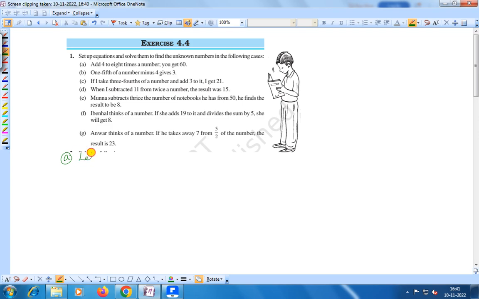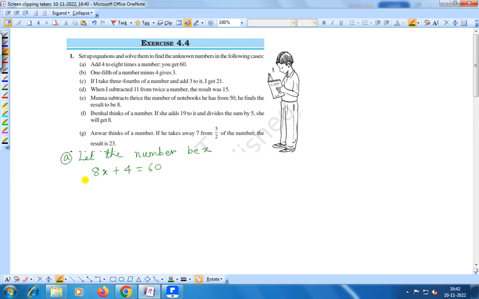Let the number be x. Therefore, according to the question, add 4 to 8 times a number. That is 8 times x plus 4 is equal to 60. Right?